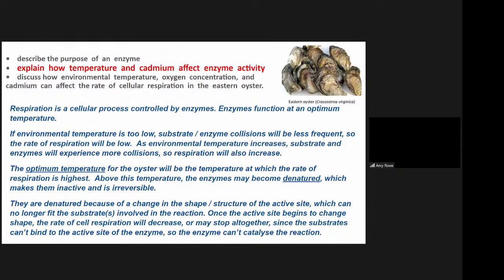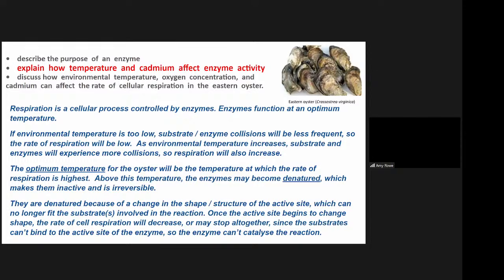If the environmental temperature increases, then our substrate and our enzyme have more kinetic energy, so collisions between our substrate and enzyme are going to be more frequent, so respiration will also increase. The optimum temperature for our oyster will be the temperature at which the rate of respiration is highest. This is where our substrate and our enzyme are whizzing around, having lots of successful collisions, and our enzyme is able to catalyze the reaction to produce a product.